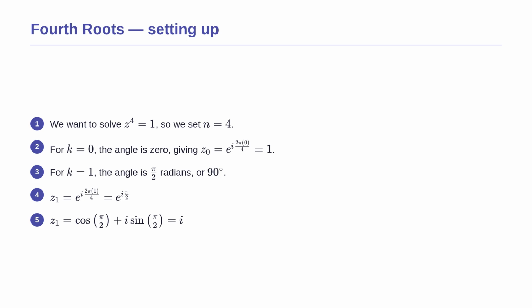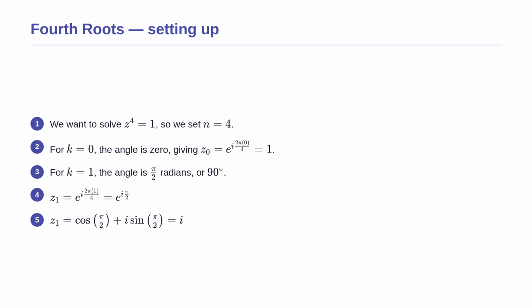Now let us find the 4 complex numbers that satisfy z to the power of 4 equals 1. We set n equal to 4 and we will let our counter k take the values 0, 1, 2 and 3. Just like before, plugging in 0 for k gives an angle of 0, resulting in the number 1. This is our starting point on the far right side of the circle.